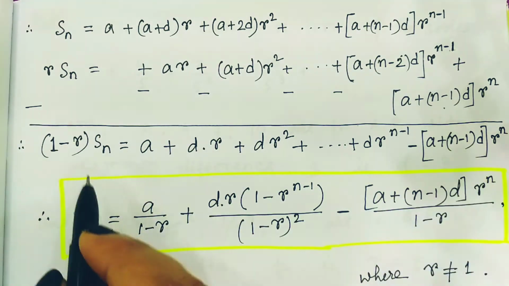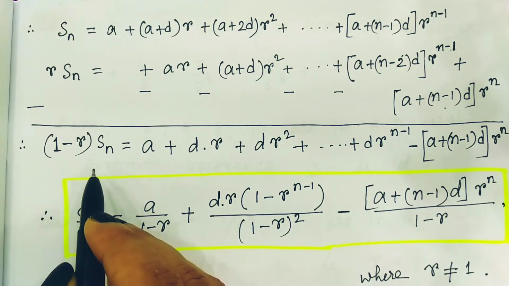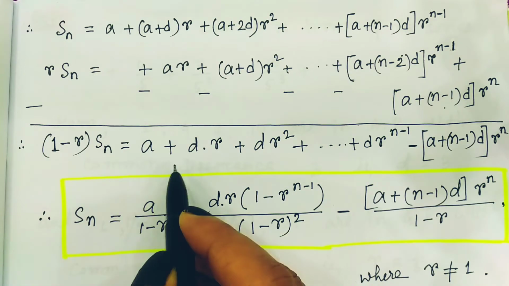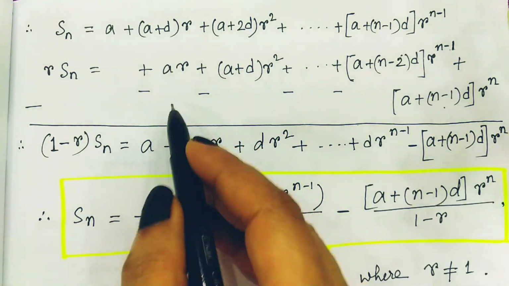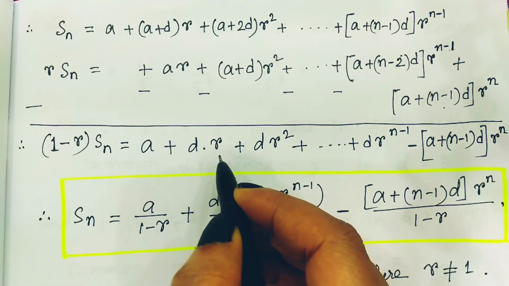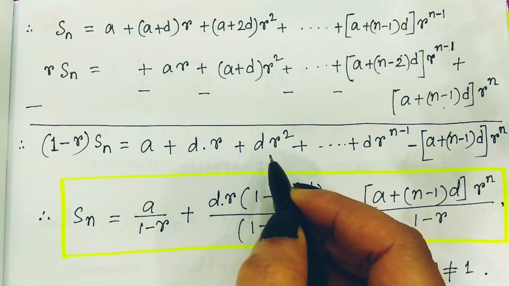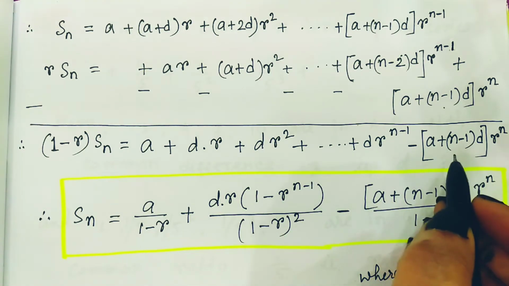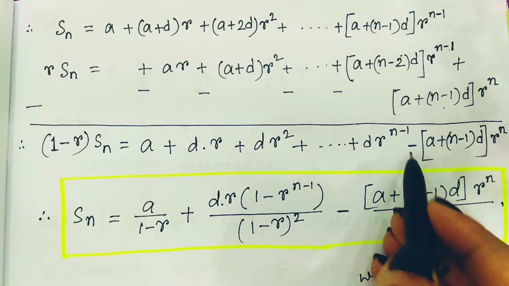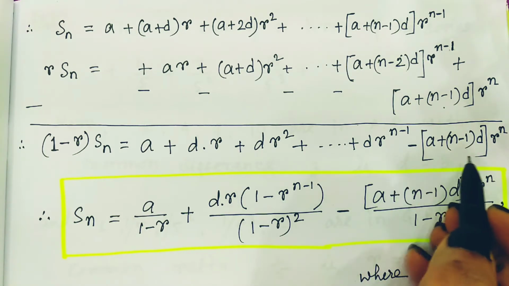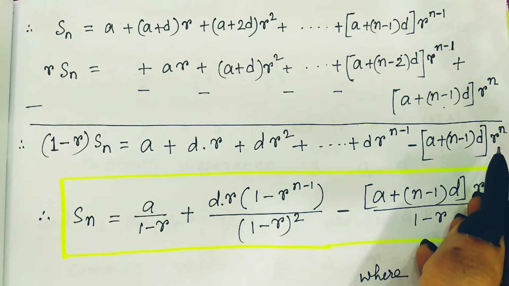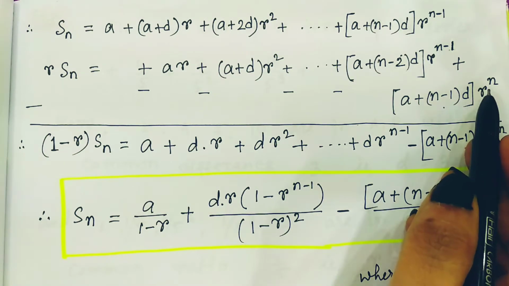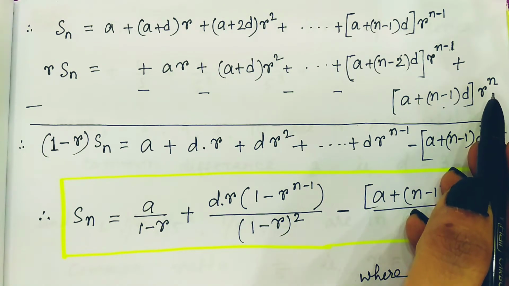Now if we subtract these two, then we get 1 minus R into Sn equals A, the first term. Then subtracting the next terms, we get D into R, next D into R square, and in this way it continues. Just look here, the last term we write as minus of A plus n minus 1 into D into R to the power n. It is R to the power n because we have multiplied by one more R.